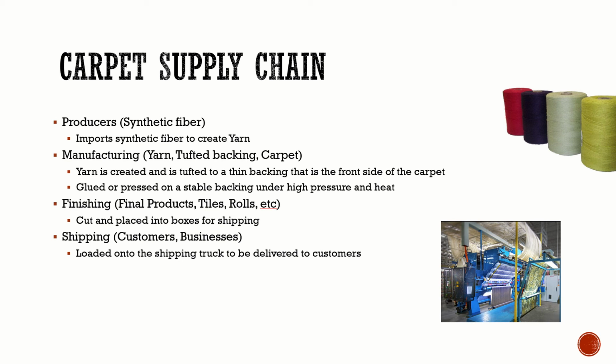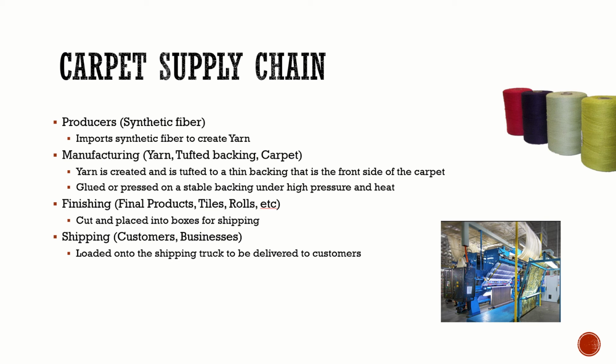The next part of supply chain is the manufacturing. Using the synthetic fiber, different types of yarn are created. These yarn are then used to create tufted carpet. Yarn is created and is tufted into a thin backing that is the front side of the carpet. Once this process is done, the tufted backing is glued or pressed on a stable backing under high pressure and heat to finalize semi-finished products.